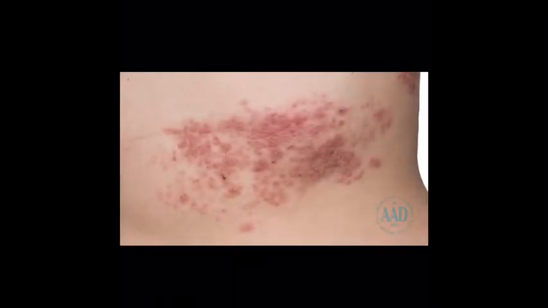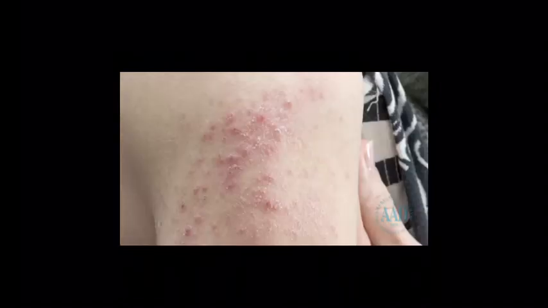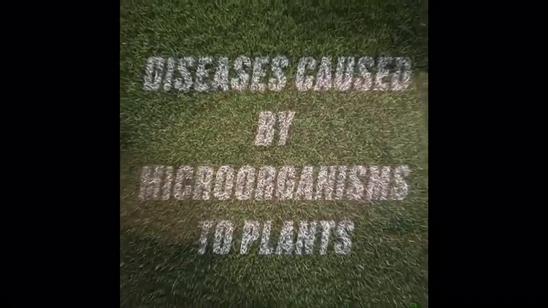Next fungal disease is rashes. This also spreads by contact with an infected person or through clothes of an infected person. The pathogen enters the body through skin.